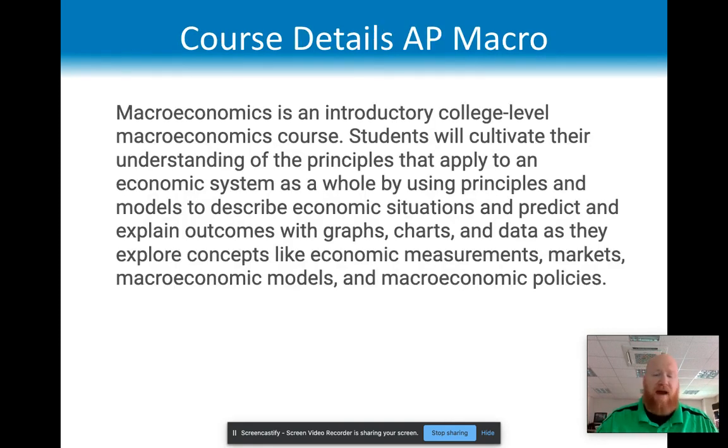So now let's just jump into macro. I know I talked a little bit about it. Macro, again, another college level course here. You're going to cultivate understanding of the principles that apply to an economic system as a whole by using principles and models to describe economic situations and predict and explain outcomes with graphs, charts, and data as they explore concepts like economic measurements, markets, macroeconomic models, and macroeconomic policies.